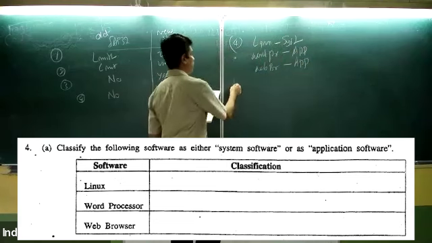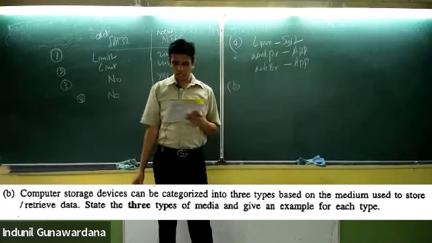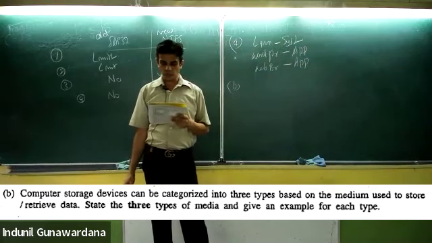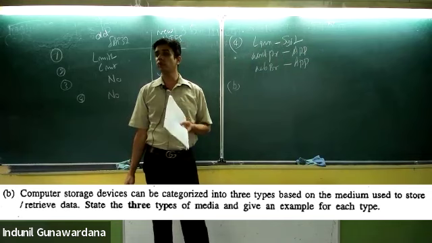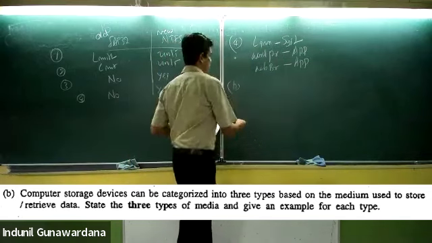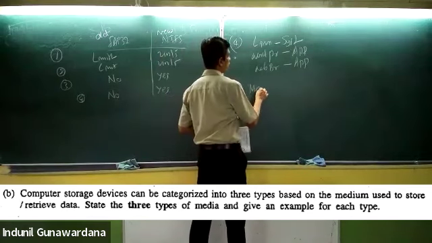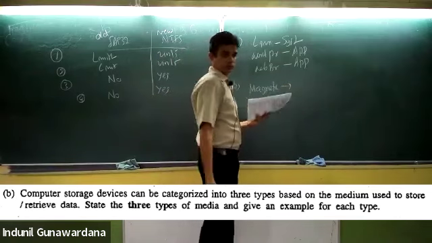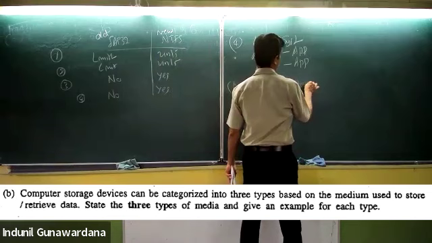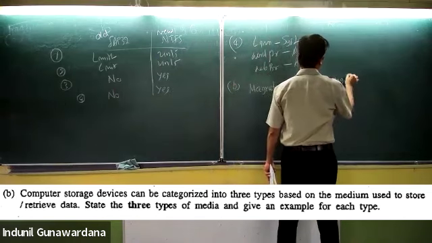Right. Then part B of it. Computer storage devices can be categorized into 3 types based on the medium used to store and retrieve data. State the 3 types of media and give an example for each. Just stating what are the 3 types of secondary storage. One is magnetic storage. What are the examples of magnetic? We can say hard disk. We can have another example like magnetic tape.